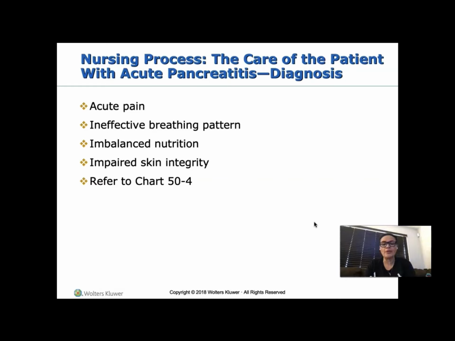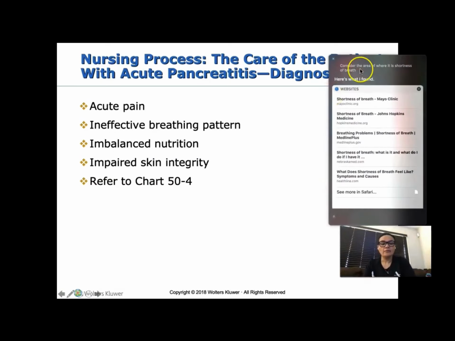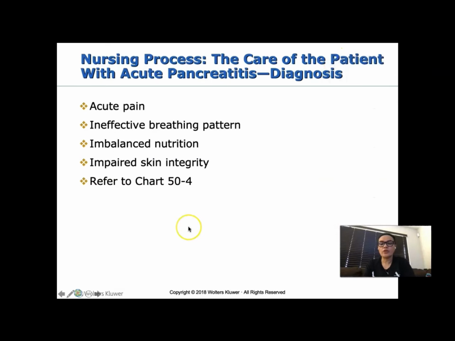All right? Ineffective breathing pattern. Consider the area of where it is. Shortness of breath. Ineffective breathing pattern. Remember, it's kind of lower, correct? You probably have somewhat epigastric pain a little bit there. Imbalanced nutrition. We're going to probably have them NPO for a very long time. It could take days. Impaired skin integrity, not necessarily moving around too much. All right?